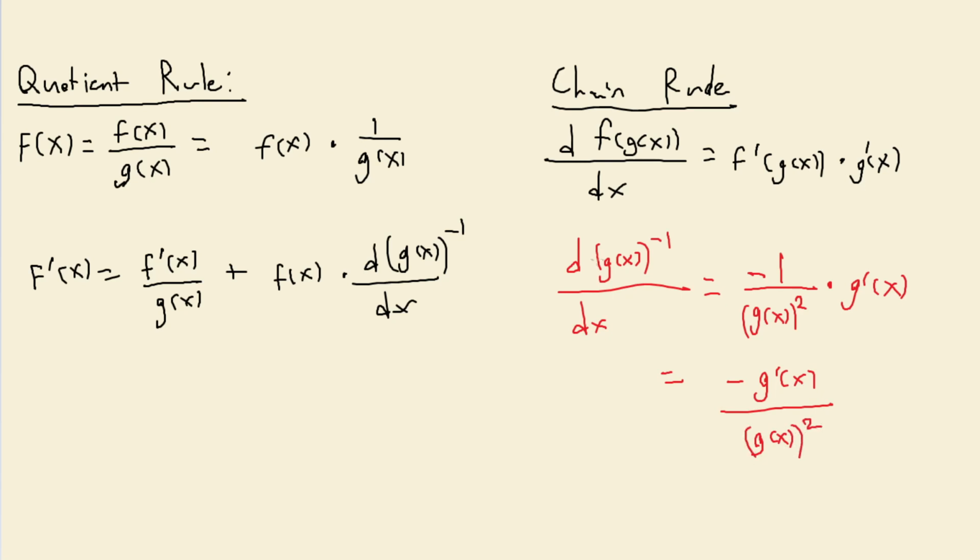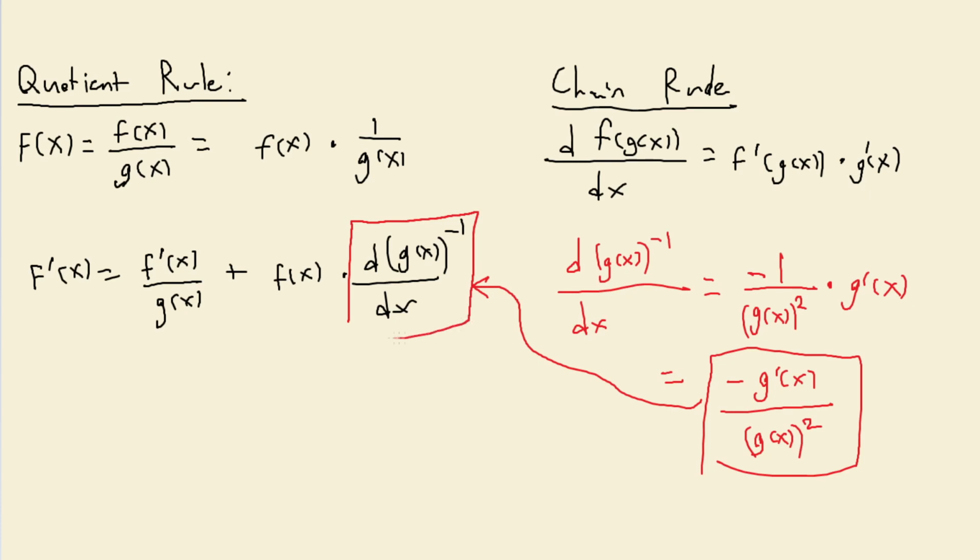And now that we've evaluated this, this expression here is actually just equal to this one here, and the rest is just simple algebra. In plugging this in, we just need to find a common denominator. If we're going to have g of x squared over here, we're going to have f of x times negative g prime of x over g of x squared, and we want a g of x squared in the denominator here.